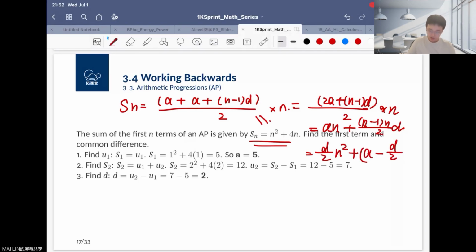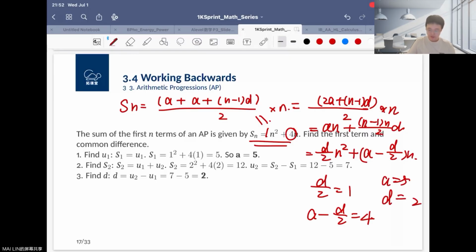Okay, so you can calculate that d over 2 equals 1, the coefficient of n squared, so it's 1. And the second is a minus d over 2, that is 4, right? So you can calculate a equals 5 and d equals 2, right? That is our final answer. So the first term is 5 and the common difference is 2 in this problem.